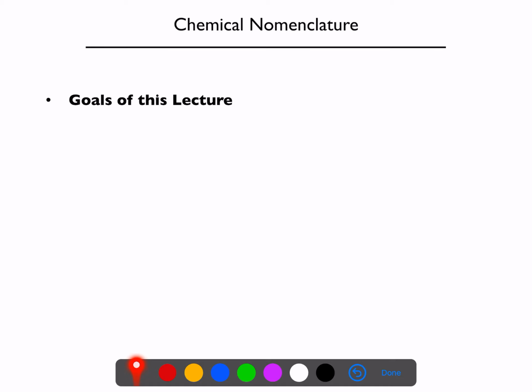This lecture is going to deal with chemical nomenclature, and the goals of this lecture are going to be to learn how to name simple chemical compounds. In addition to this lecture, I'd encourage you to read section 4.3 of the OpenStax textbook.